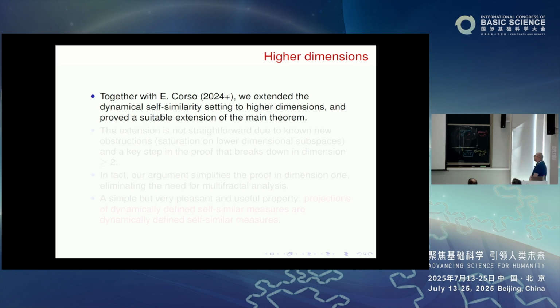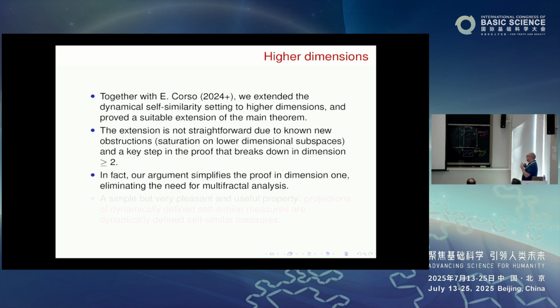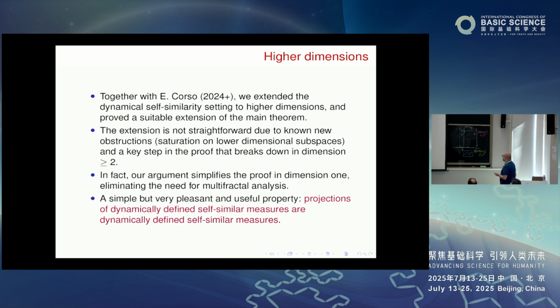And again, as mentioned in the previous talk, together with my former postdoc, Emilio Corso, we have extended the main result on Frostman exponents to higher dimensions. This is not so simple because there are well-known issues with higher dimensions, and also because the proof in one dimension just doesn't work at one critical step. So we have to find a way to go around this issue, and this way around actually simplified the proof even in one dimension.